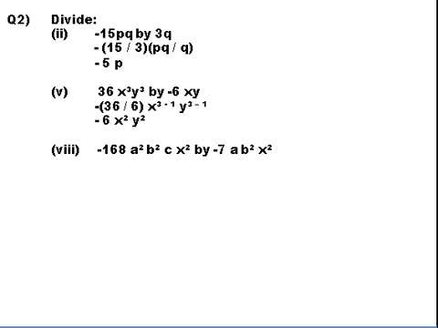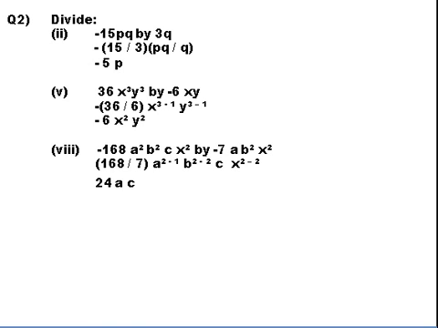Moving on to the eighth part of the same question, where the dividend is minus 168 a square b square c x square and the divisor is minus 7 a b square x square. Going further, because both of them are negative, the dividend and the divisor, the result is positive. Dividing the number by number, 168 upon 7, and then applying the rules of exponents. A to the power 2 minus 1, the power of the numerator minus the power of the denominator. B to the power 2 minus 2, C is alone, so C is as it is, x to the power 2 minus 2.